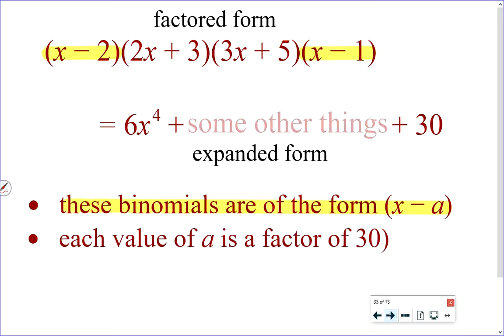I want you to notice that each value of a is a factor of 30. What is the value of a in x minus 2? 2. 2 is a factor of 30. And I hope it makes sense that 2 is a factor of 30 because we got 30 by multiplying 2 by other stuff. When you look at the factor x minus 1, the value of a there is 1, and 1 is a factor of 30. These numbers here are also factors of 30, but they don't help us because they're not x minus a situations. So a is always a factor of 30.